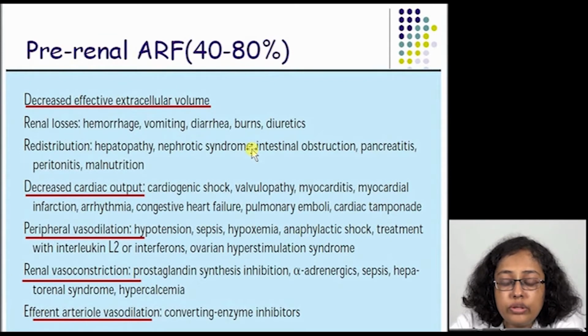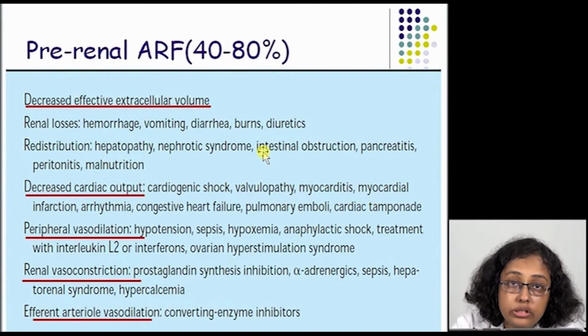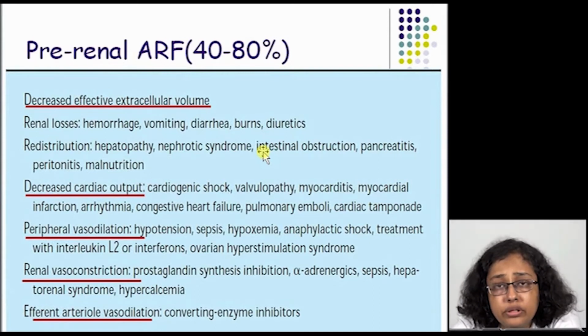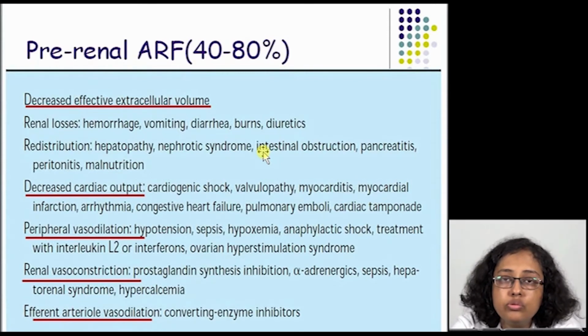Sometimes the blood volume is adequate, but there is peripheral vasodilatation leading to pooling of blood in the peripheral circulation, reducing the renal perfusion. The most common cause is sepsis, hypotension due to any other cause, or anaphylactic shock. Sometimes there could be renal vasoconstriction because of causes like hypercalcemia, hepatorenal syndrome or prostaglandin synthesis inhibition. Sometimes it's drug-induced efferent arteriolar vasodilatation, because of which less blood actually reaches the renal glomeruli. A common cause is the use of angiotensin converting enzyme inhibitors, which are a common drug used in medicine.